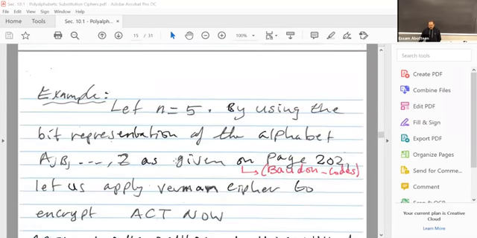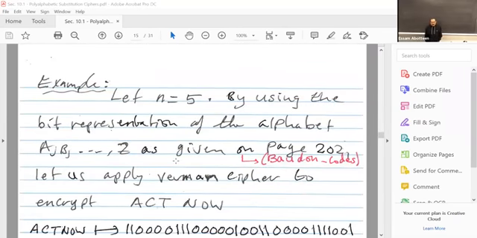Here's an example. Let's take n equal 5, and in this case we're going to be using the bit representation of the alphabet from A to Z. That's given in the textbook on page 202, and this is referred to as Baudot codes. It was discovered by a French mathematician. I think it's a mathematician.